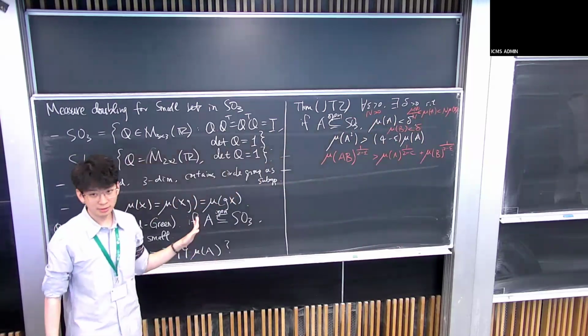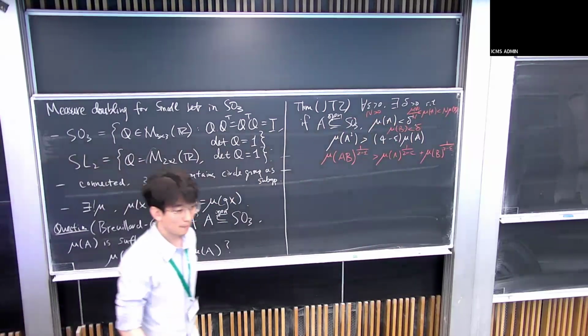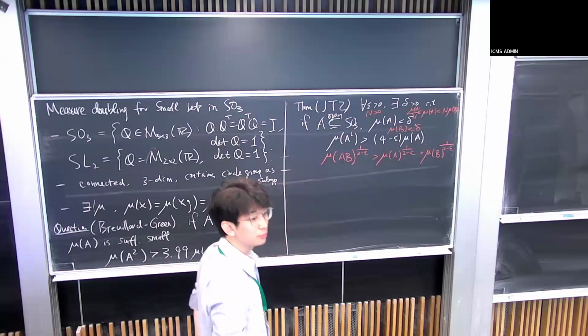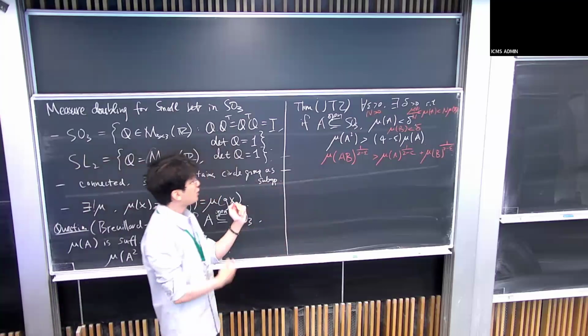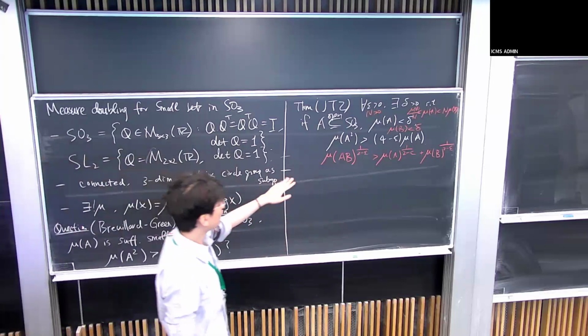So maybe I should ask for any question about the statement. Maybe it should be obvious. Why is 4 or 3.99 natural? That's a good question. Actually, it's not quite obvious. So I will explain, I will talk about it in a second. I'll explain why we have 4.